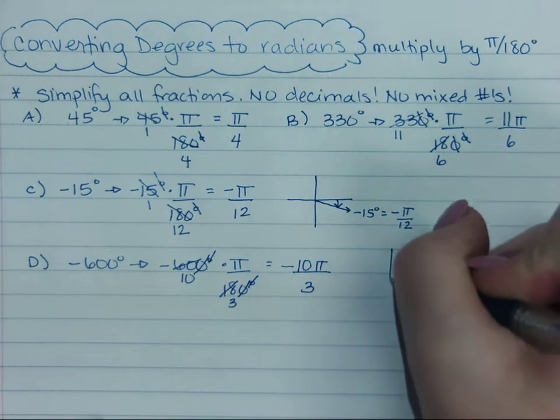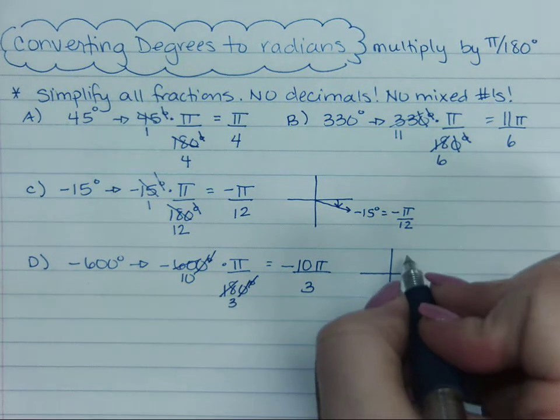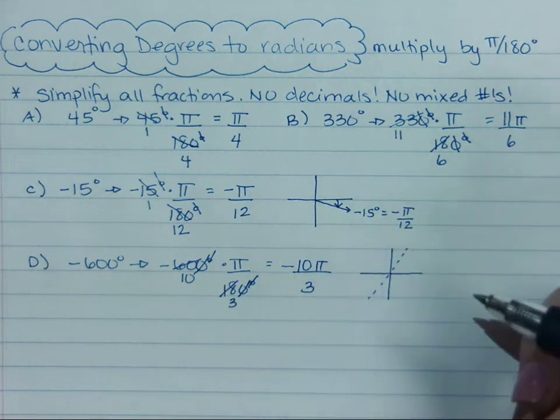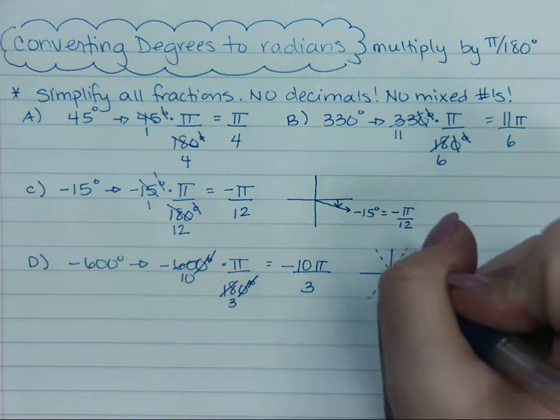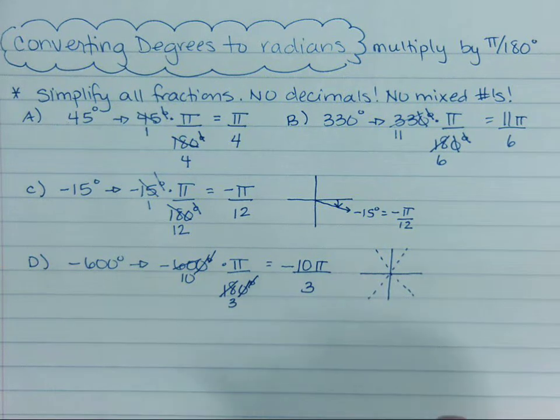And again, if I want to start looking at a graphical representation of that, remember the denominator of 3 means that I'm going to have 3 equal portions to get halfway around. So 1, 2, 3.